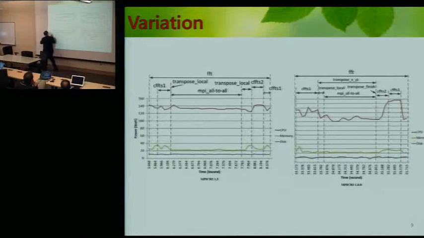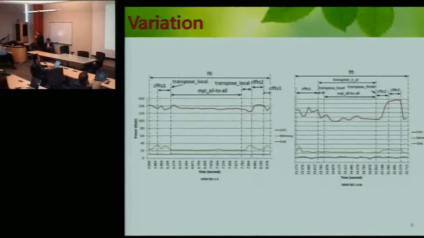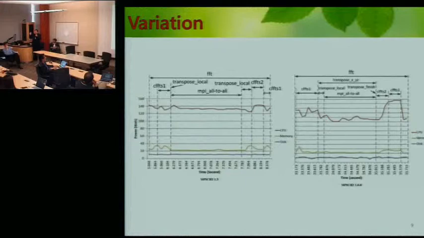I have no idea why this happens. I know there's some tweak in the MPI implementation that changes it, but the point here is that a minor change in the MPI stack makes a major change in the power profile of the code. So software's not perfect either. There's also a lot of variety that happens.